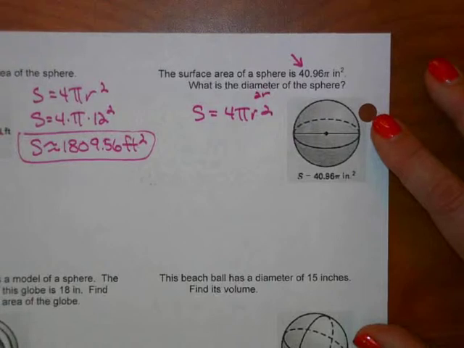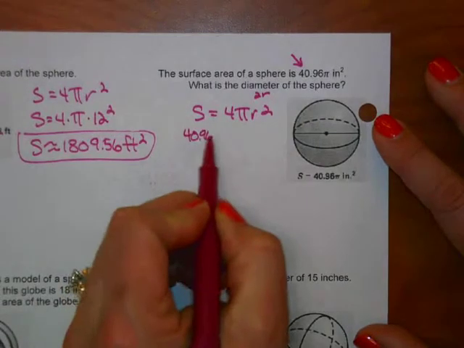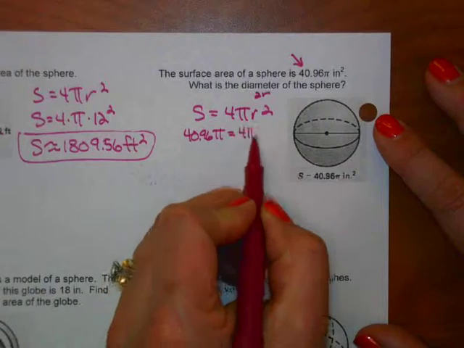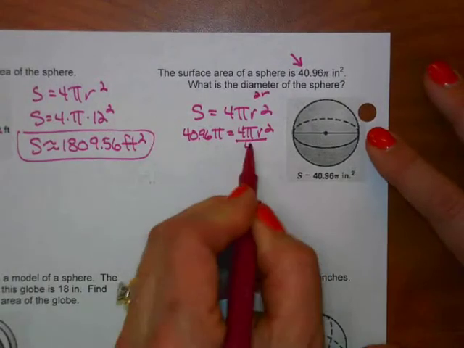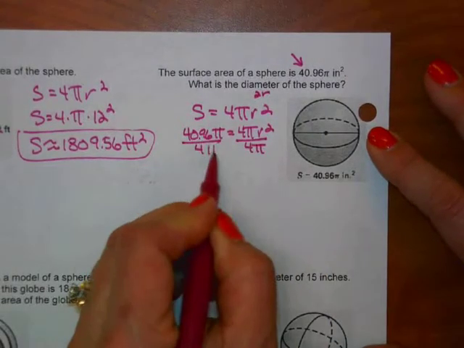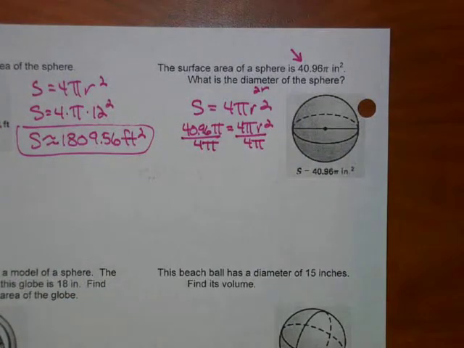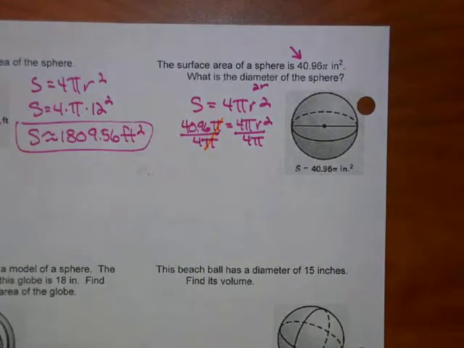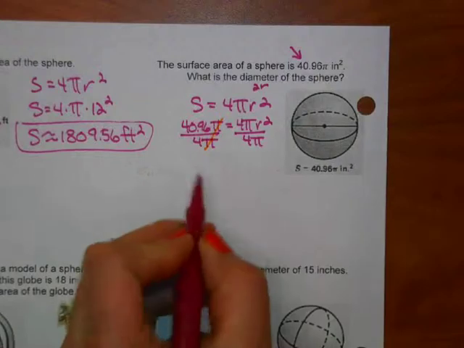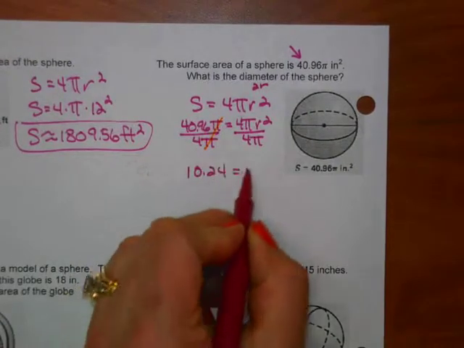Okay, and we're going to plug in what they gave us. 40.96 pi equals 4 pi r squared. I got to find the radius, and then I got to double it to get the diameter. Now, we need to find r, so we can divide by 4 pi to get r squared by itself. And when we do that, the pi's just cancel out, don't they? So this is the part where I have to get my calculator because I did it different. What's 40.96 divided by 4? Somebody tell me. 10.24. Equals r squared.